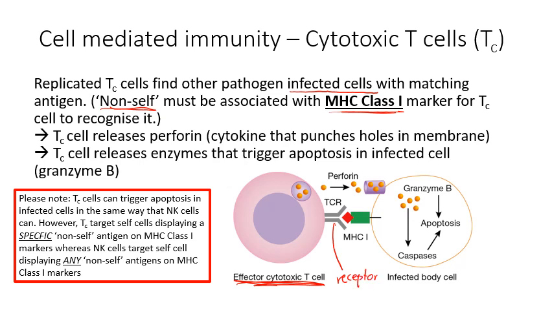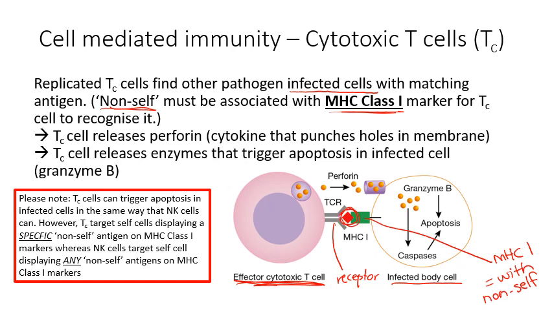And on our self body cell that has become infected, we have an MHC class 1 marker with part of the non-self pathogen or antigen on the surface. So that little red bit is the non-self bit.